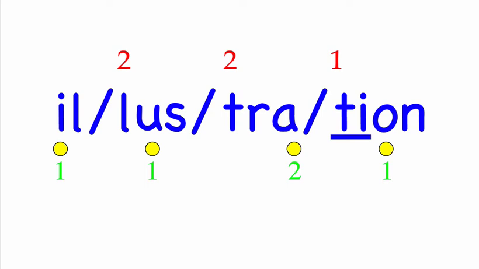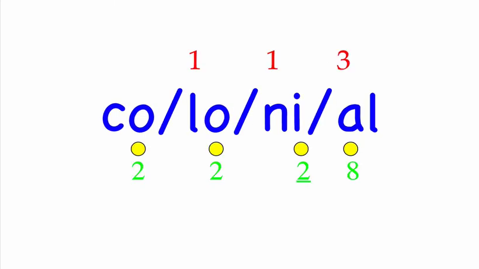Colonial. The architecture of that house is best described as colonial. Co, lo, ni, all. Co, two sounds: k, o. Lo, two sounds: ul, o. Ni, two sounds: n, i. All, two sounds: a, ul. Colonial, mark the word. Colonial.